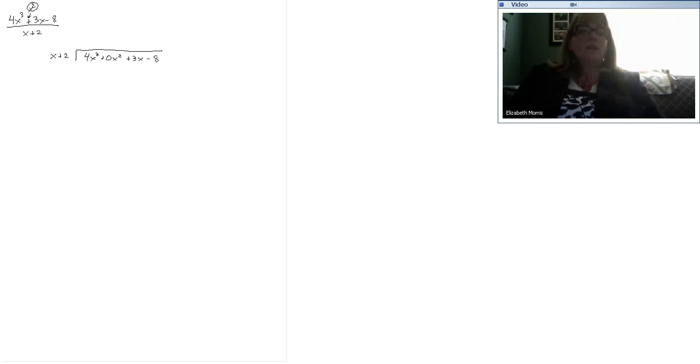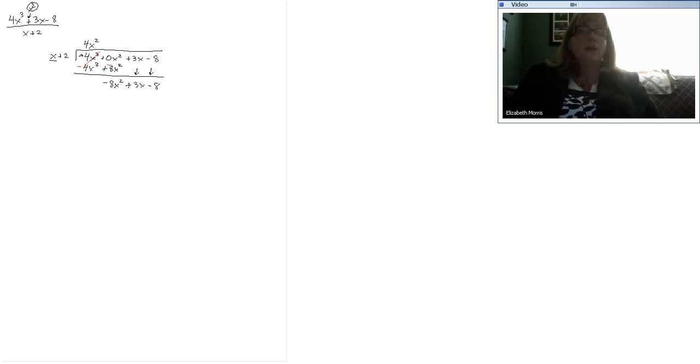All right, looking at the leading x, what would I need to multiply it by to get 4x cubed? I would need 4x squared. 4x squared times x is 4x cubed, and 4x squared times 2 is 8x squared. And now I'm subtracting, so I change the sign. Those cancel out, and I'm left with 0x squared minus 8x squared, which is negative 8x squared. And I bring down the 3x and the negative 8. And I start all over.